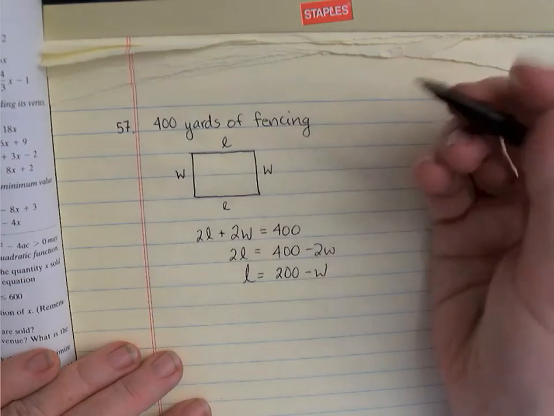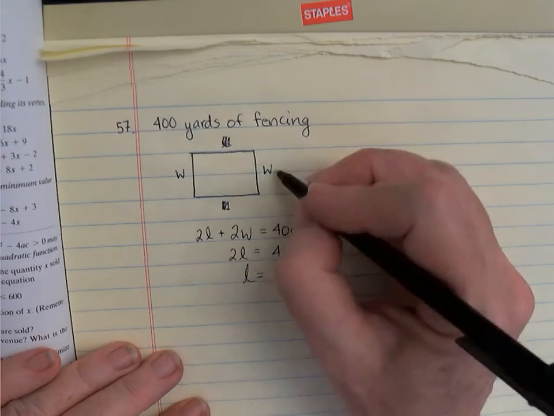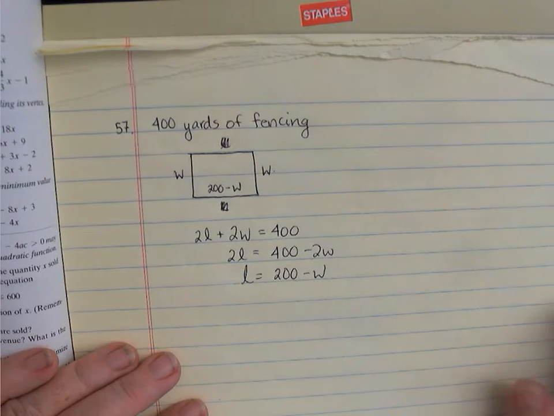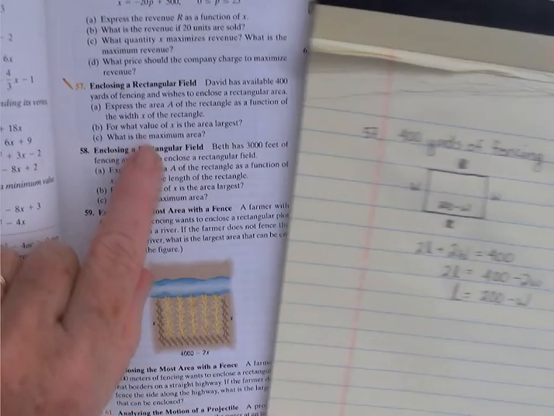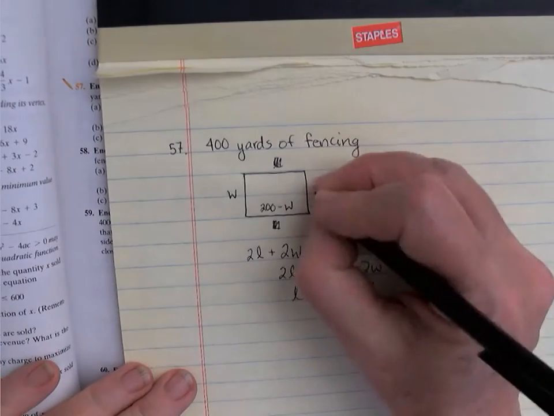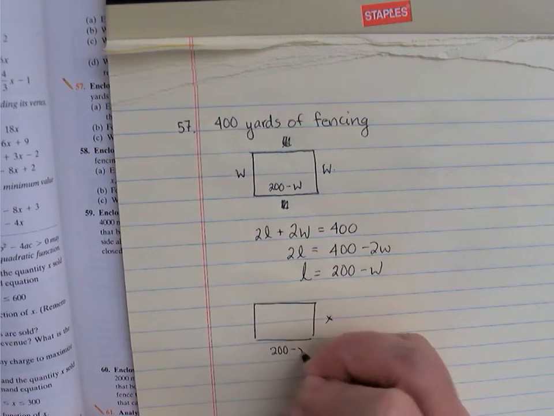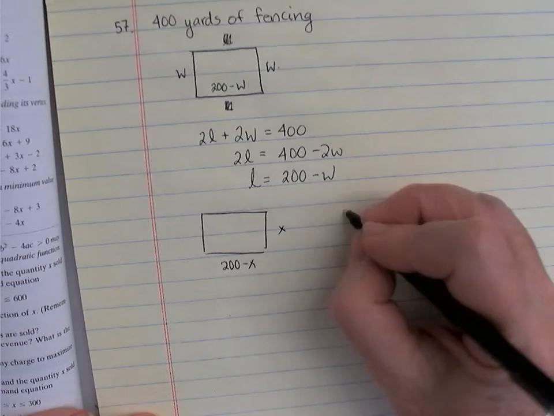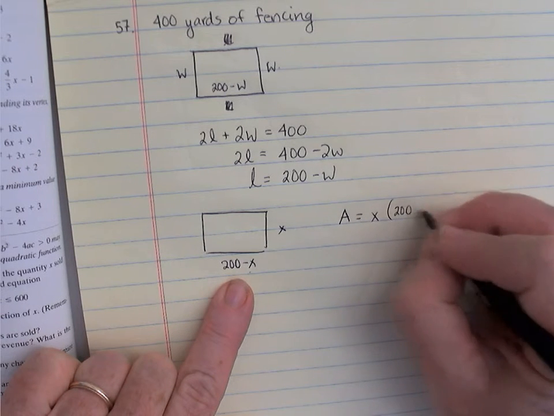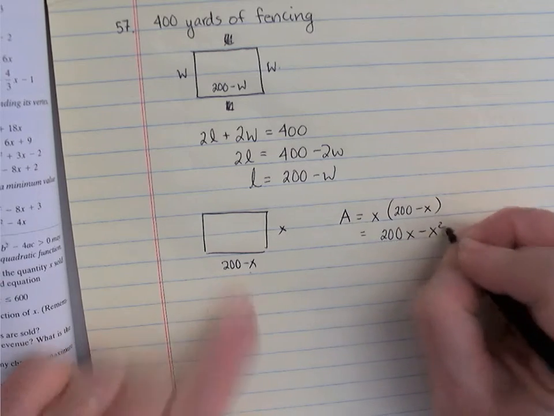So what I can do is represent my rectangle a little bit differently. This is W, and this is 200 minus W. Now, the question for 57 is we want to express the area as a function of the width. Oh, we should call the width x. Okay, so start again. That's x. That's 200 minus x. But we want the area, and we know area is length times width. So we're going to have x times 200 minus x, or in other words, 200x minus x squared.